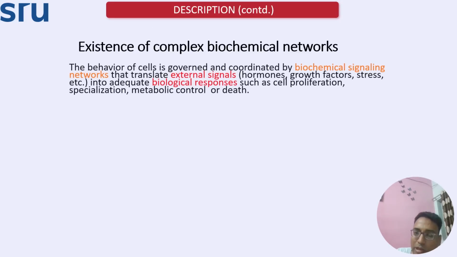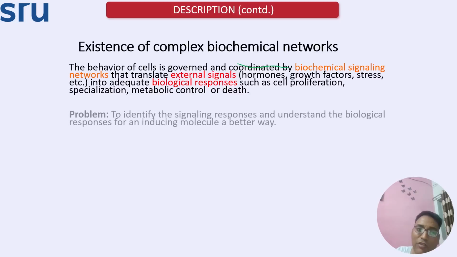To understand that complex biochemical networks always exist in a cell. The behavior of a cell is governed and coordinated by biochemical signaling networks. They translate external responses, all the responses coming up, such as hormones, growth factors, and stress, into adequate biological responses, such as cell proliferation, specialization, metabolic control or death, or the expression control of several different genes or production of some other key molecules. All of them are governed properly.